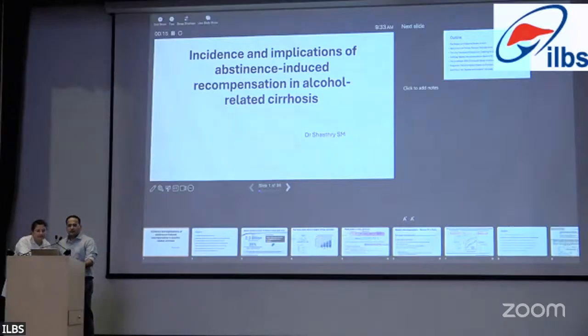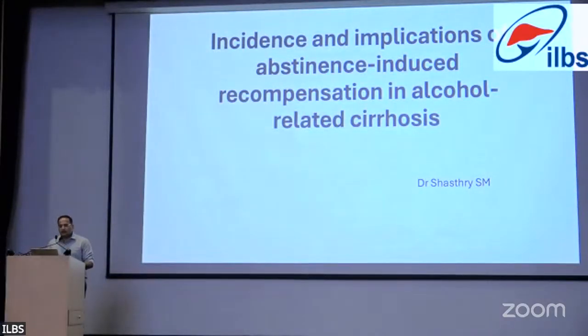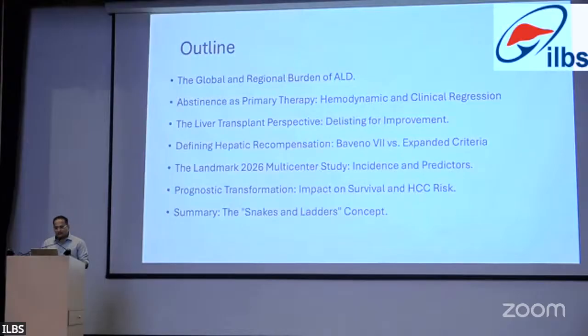Totally different topic than the previous. My topic is on incidence and implications of alcohol-induced recompensation in alcohol-related cirrhosis. So there will be a few new terms for the residents to understand and remember. Maybe we can improve the way we write our diagnosis at the end. So this will be my outline.